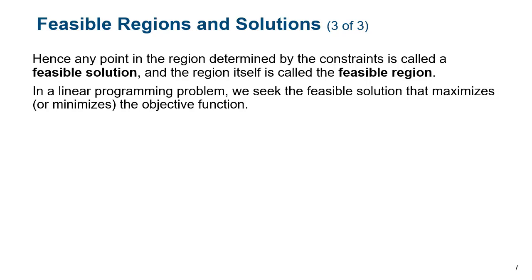Any point in the region determined by the constraints is called a feasible solution. The region itself is called the feasible region. And in a linear programming problem, we want to seek the feasible solution that maximizes or minimizes our objective function. Because sometimes we want to minimize, like for instance, if we were dealing with cost, we'd want to minimize our cost function.